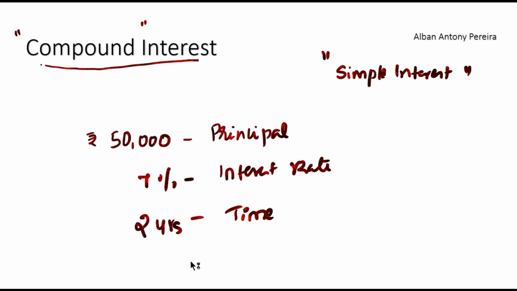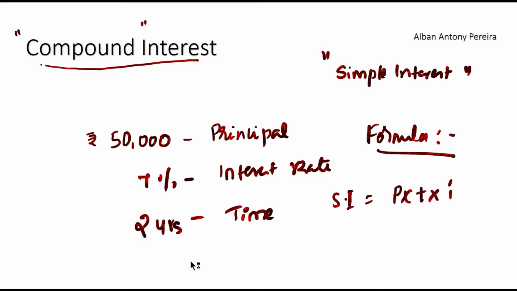And now let me write the formula. What is the formula? The formula for calculating simple interest is SI, that is simple interest, is equal to P into T into I. So P stands for principal, T stands for time and I stands for interest rate. So let me calculate it here. 50,000 is principal into time, here is 2 years, into 7%, 7 divided by 100.